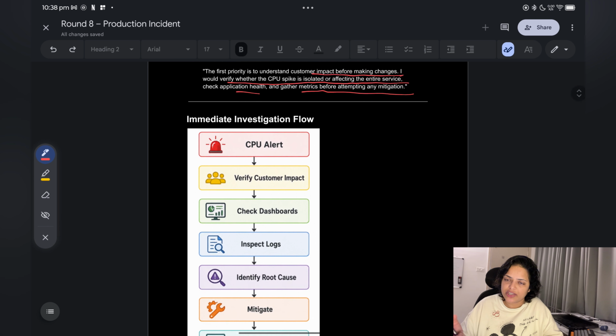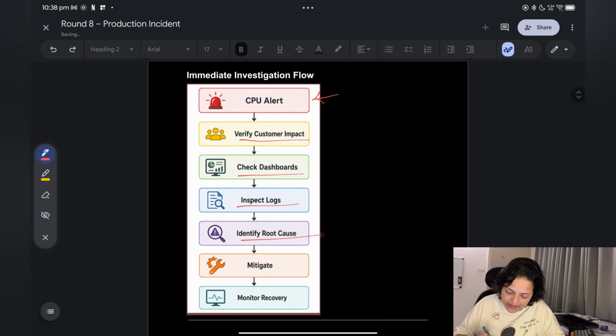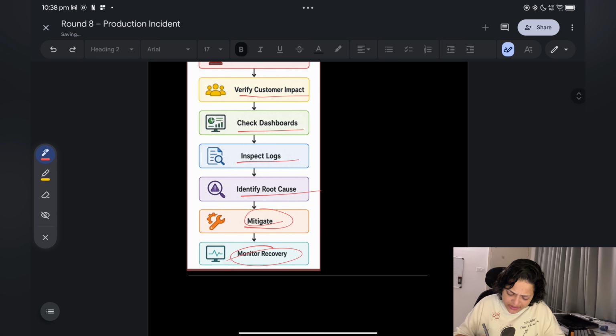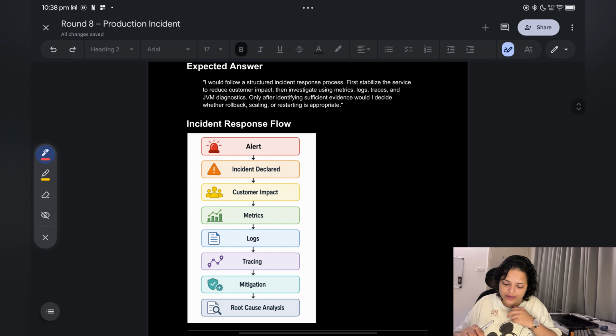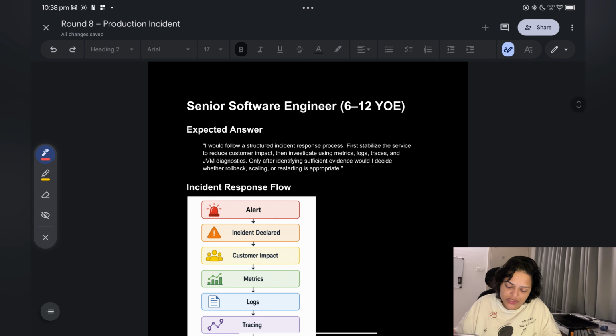The immediate investigation flow would be something like this. You get the CPU alert, then verify the customer impact, how many customers are impacted. Then check the dashboard, inspect the logs, identify the root cause, and go with the mitigation plan. Then monitor the recovery. Let's say he did a rollback, then he will check after the rollback whether everything is working fine like earlier.